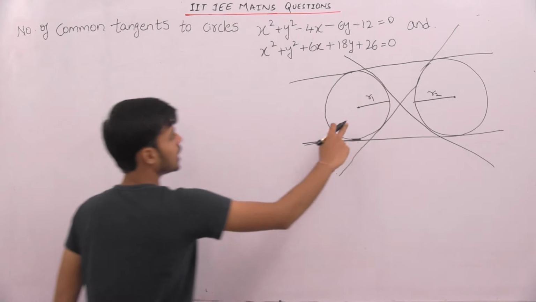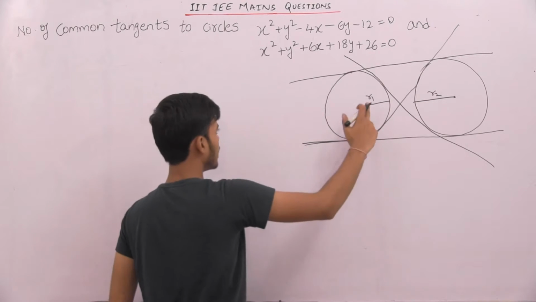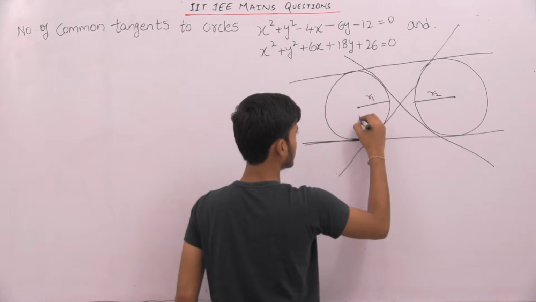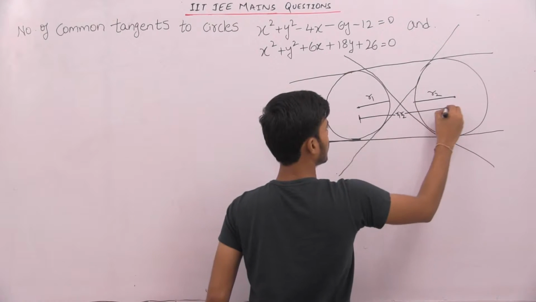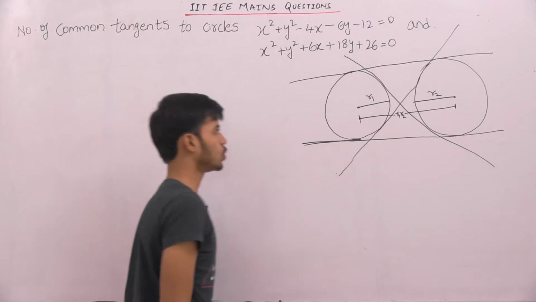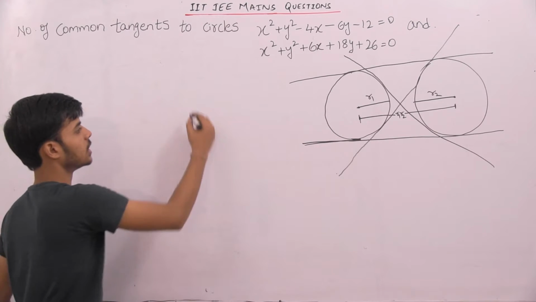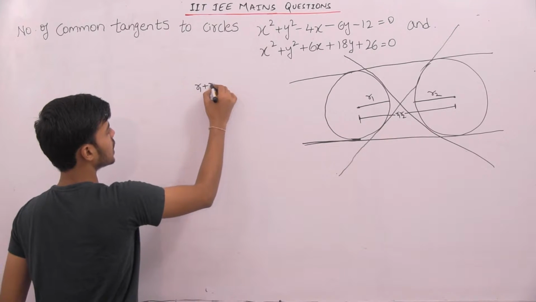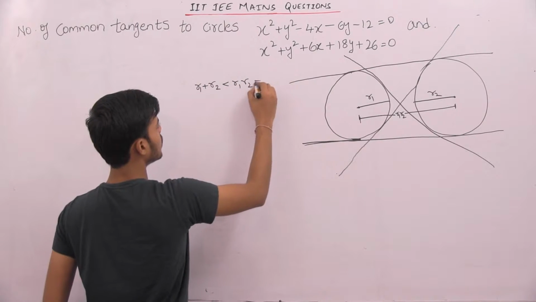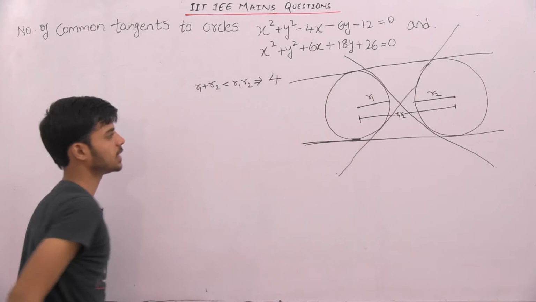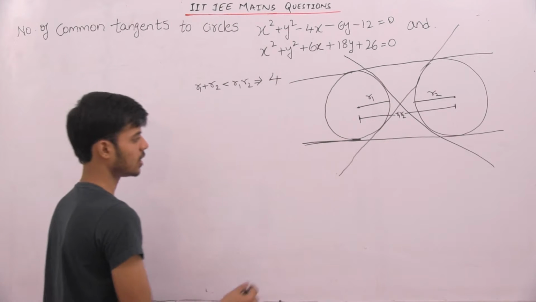So if we consider r1 and r2 as the radii, and let C1C2 be the distance between the two centers of the circles, if r1 plus r2 is less than C1C2, then four common tangents occur, as we can see from here.